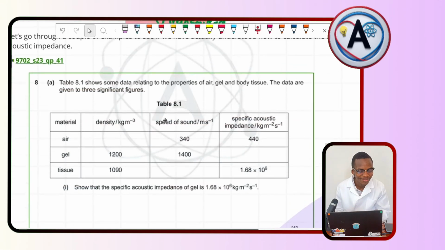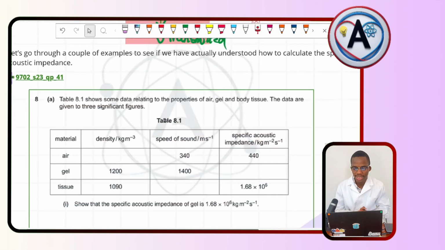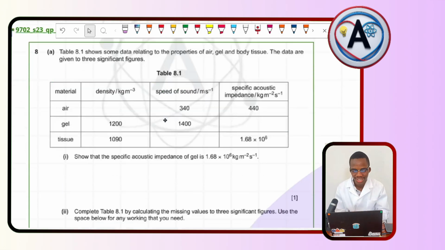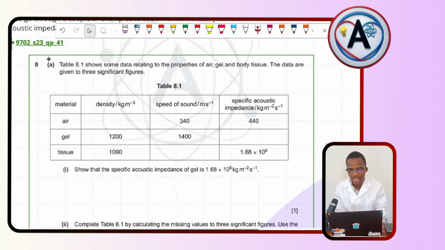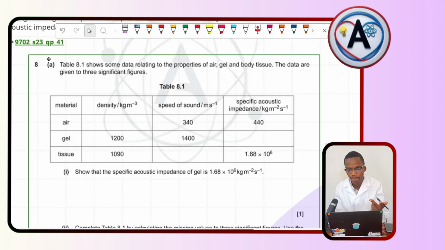Okay, welcome to an example on specific acoustic impedance. It's from May-June 2023, question paper 4.1. We're going to go through this lightning fast. We're given table 8.1, which shows some data relating to properties of air, gel, and body tissue.